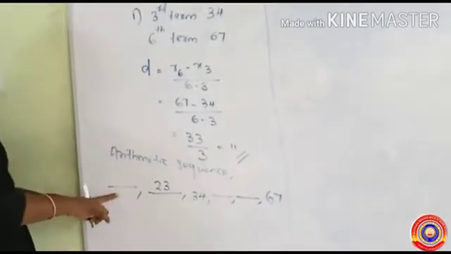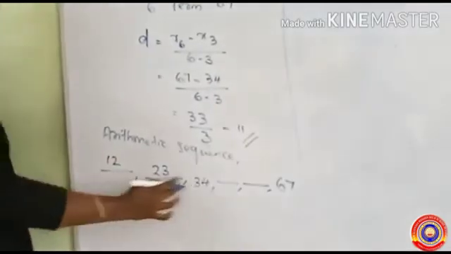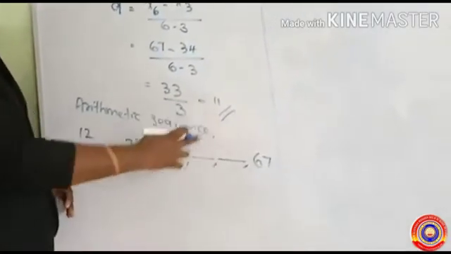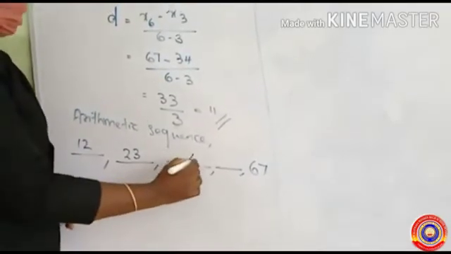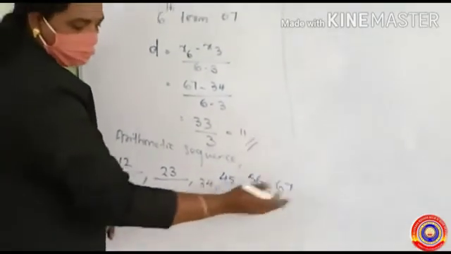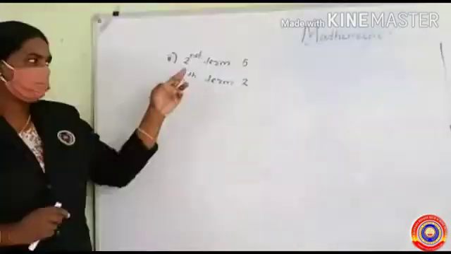Next, using the second term and common difference, we have to find the first term, and it is equal to 12. Next, using the third term and common difference, we have to find the fourth term, and it is equal to 34 plus 11, 45. Next, using the fourth term and common difference, we got fifth term as 56.